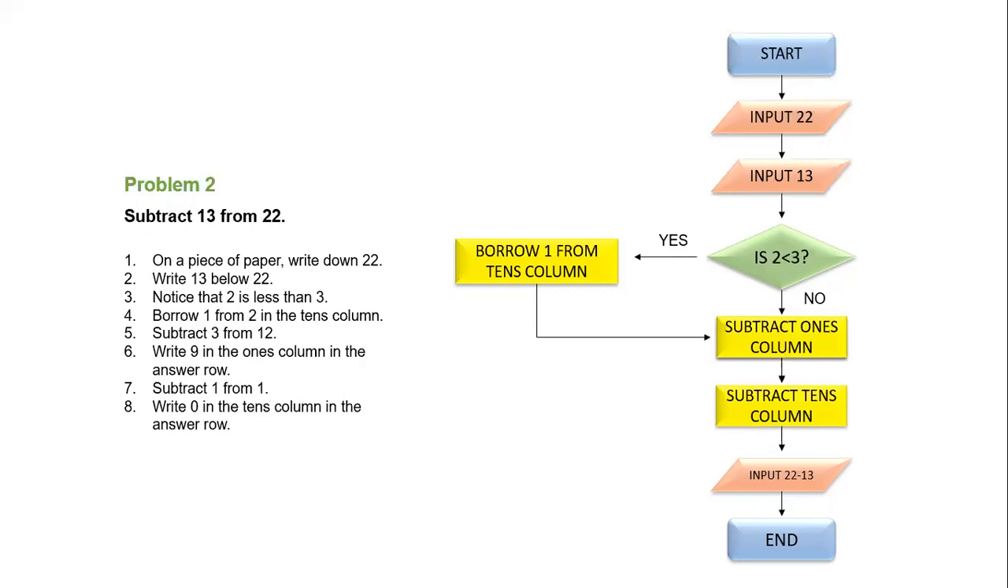You just don't need to go to the yes side. You will simply go to the no path, and then subtract the ones column, subtract the tens column, and the output will be 22 minus 13. You can simply subtract these two numbers in such a manner. So in this manner, you can write any kind of algorithm by drawing flowcharts side by side.